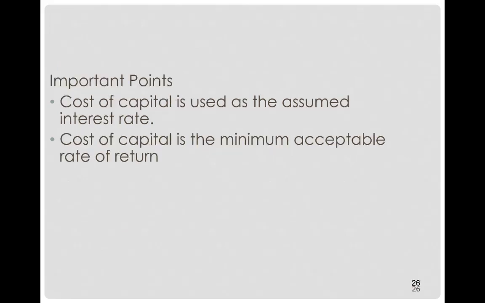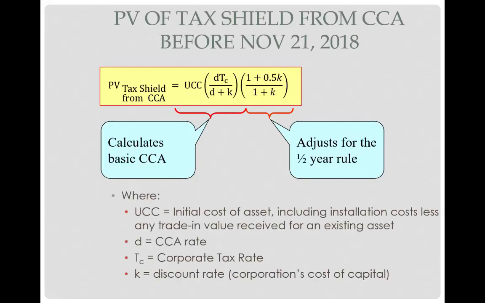Now, in this course, we are going to assume that the cost of capital is the assumed discount rate, or the interest rate, and it is your minimum acceptable rate of return. And then the other measures we have to consider when looking at capital budgeting, one of them is your present value of the tax shield from CCA.